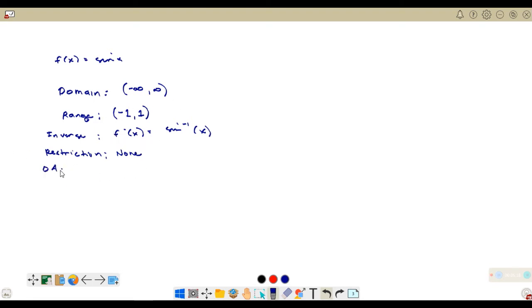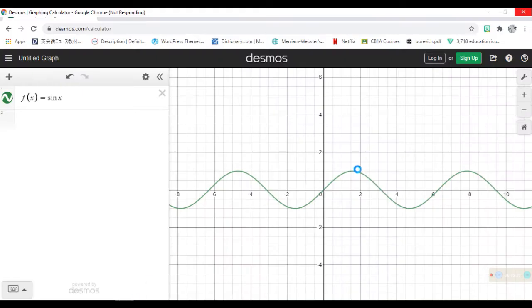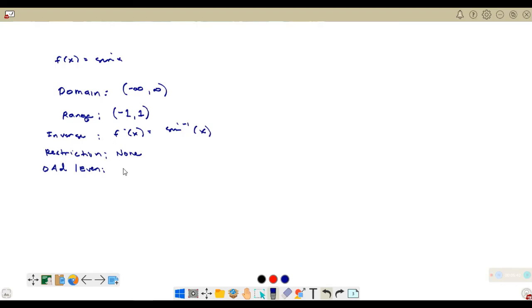Now, let's analyze the graph again. Is it odd or even? Look at the graph. Is it symmetric about the y-axis? No. Is it symmetric about the origin? Yes. So, therefore, it is odd.